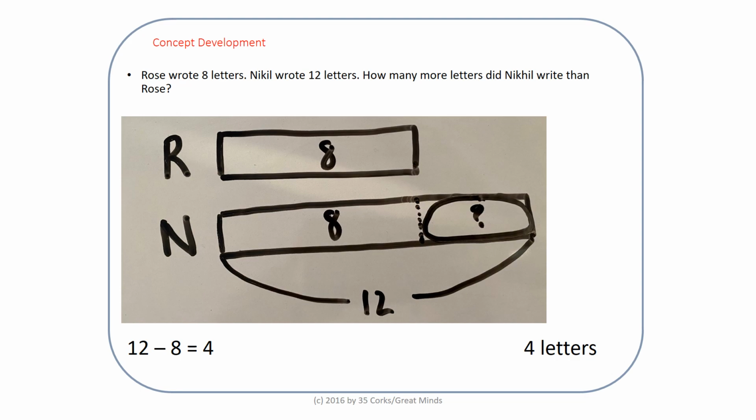How many fewer letters did Rose write than Nikhil? And how do you know? We know that she wrote 4 fewer because using our subtraction sentence and the tape diagrams, we can see that she would need 4 more to match the same amount Nikhil wrote. We can think about it as 8 is 4 less than 12. We can think that Nikhil wrote 4 more letters, so Rose wrote 4 fewer letters. Or you can just use an addition or subtraction problem to solve.